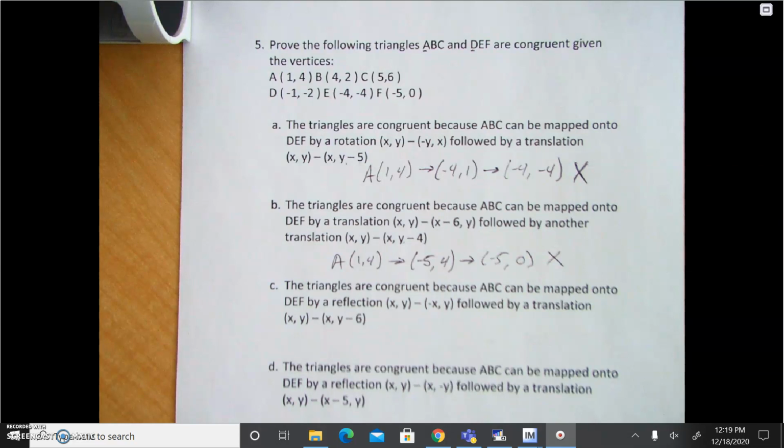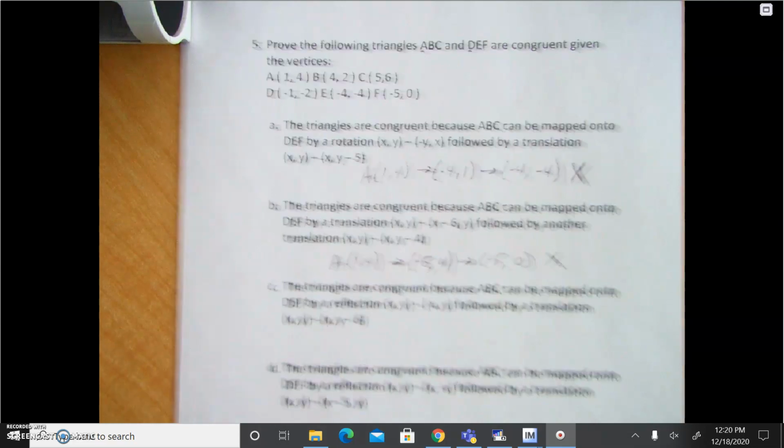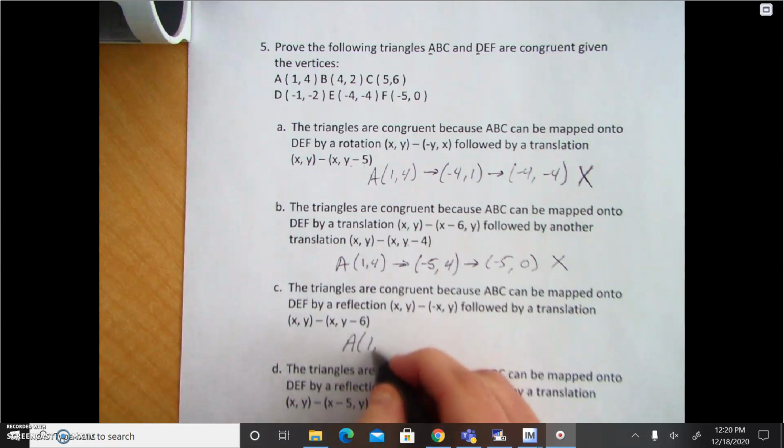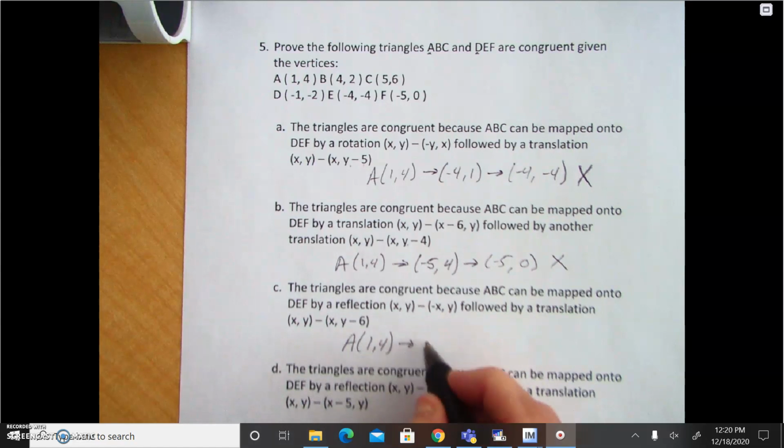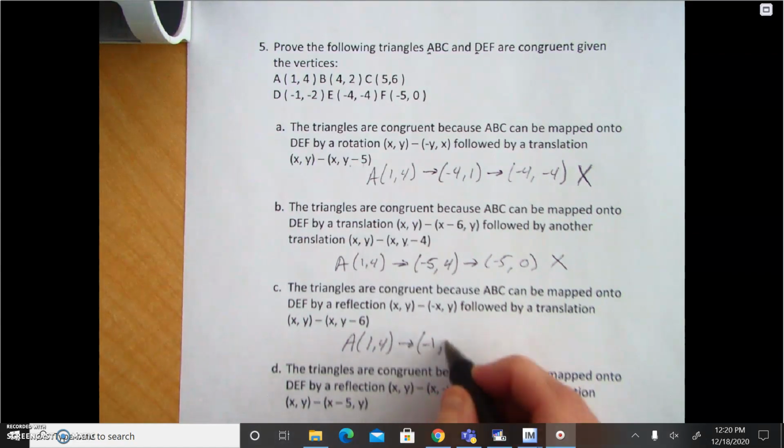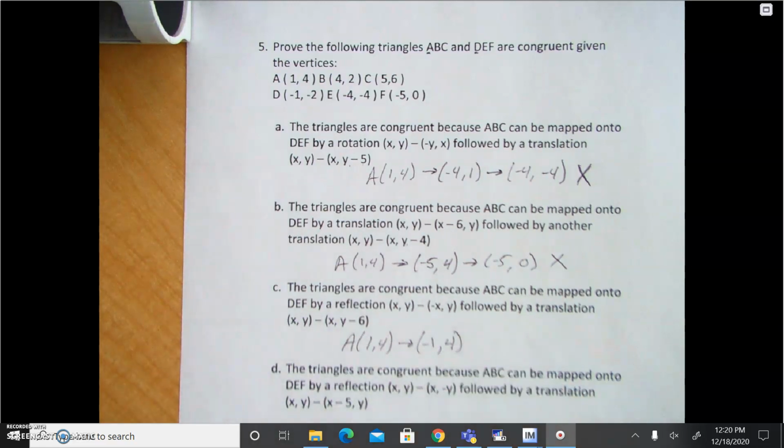Okay, let's look at C. C says it can be mapped onto DEF by a reflection. So let's start with A again. So 1, 4. And then it says reflection (-x, y). So opposite of x, so -1, 4, because the y stays the same.